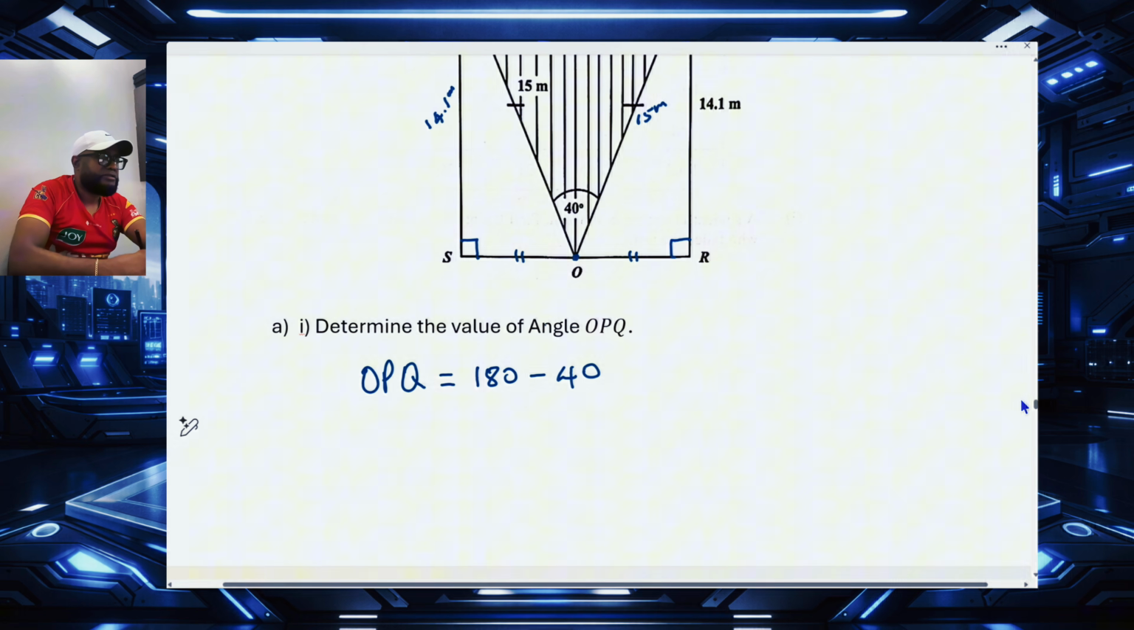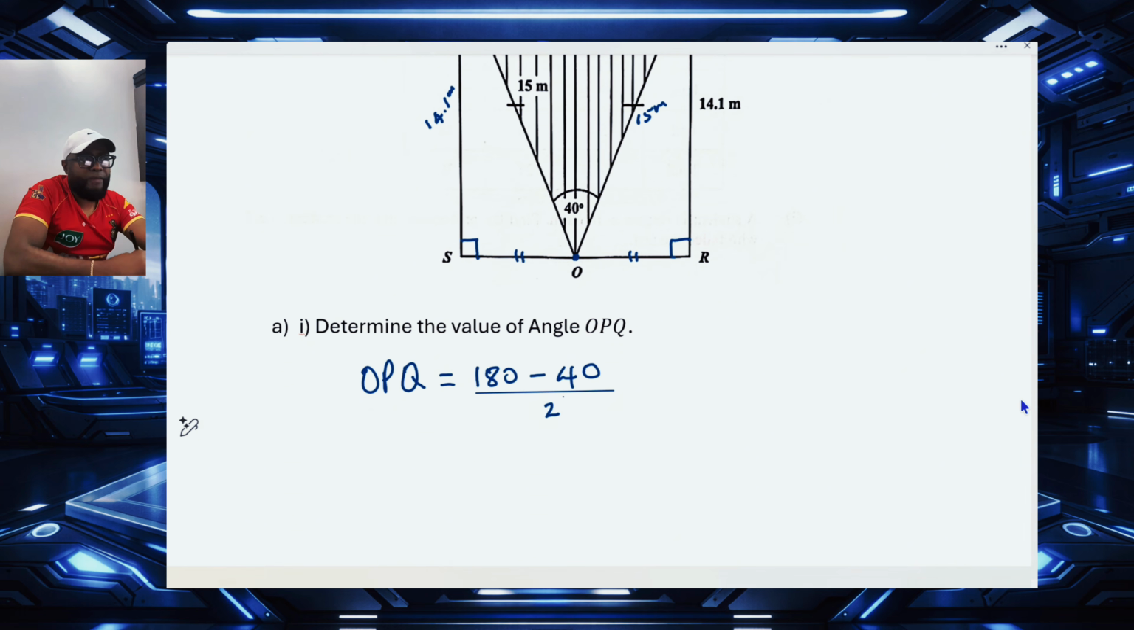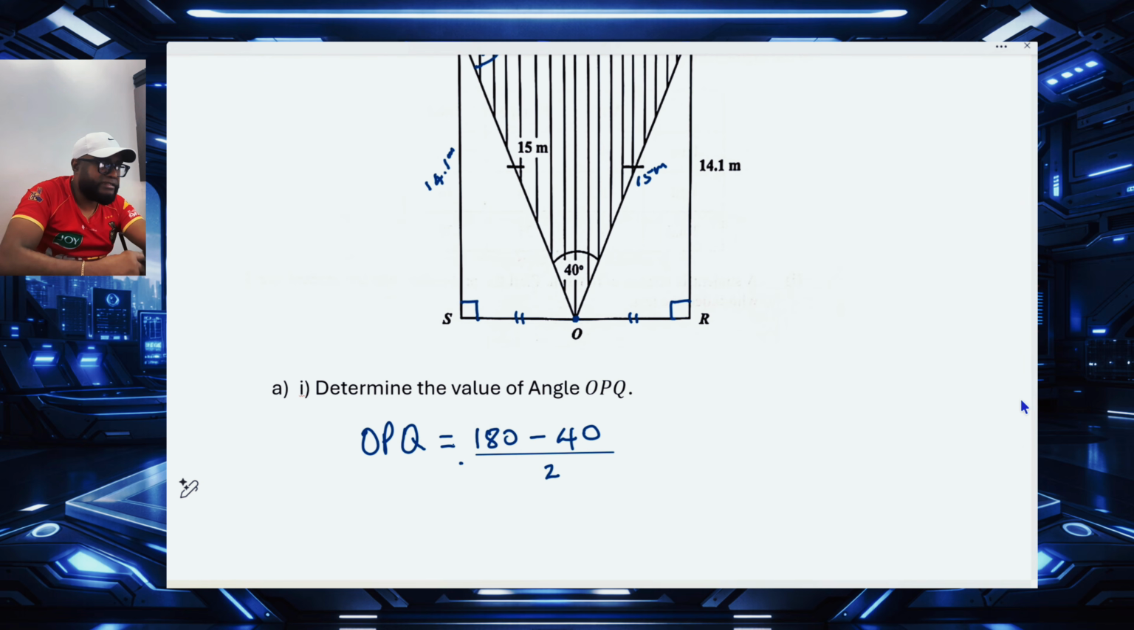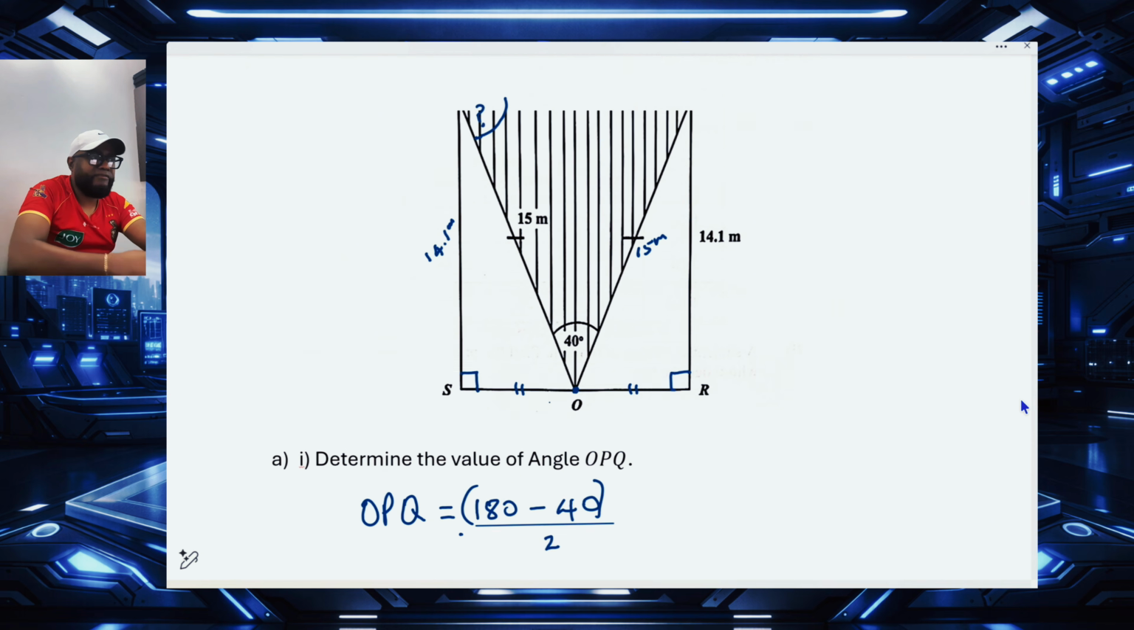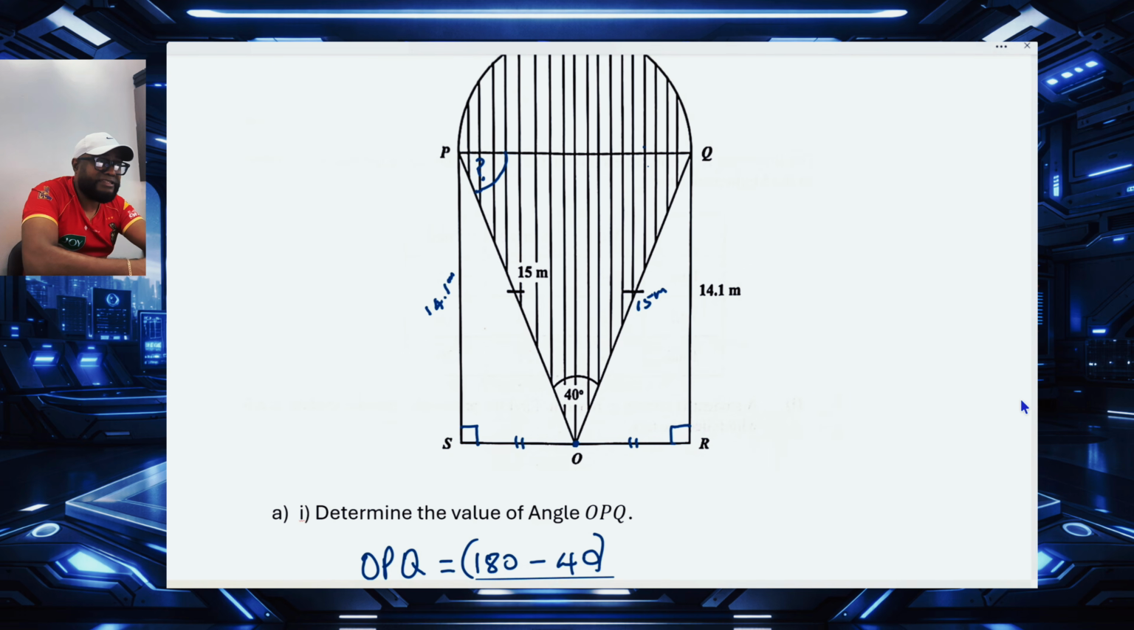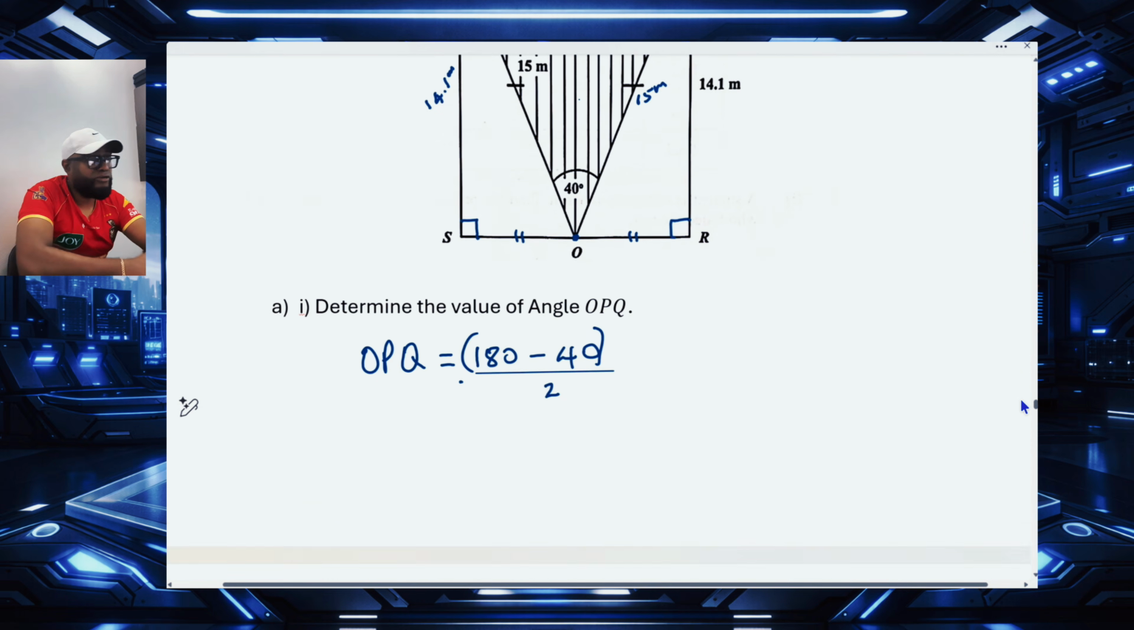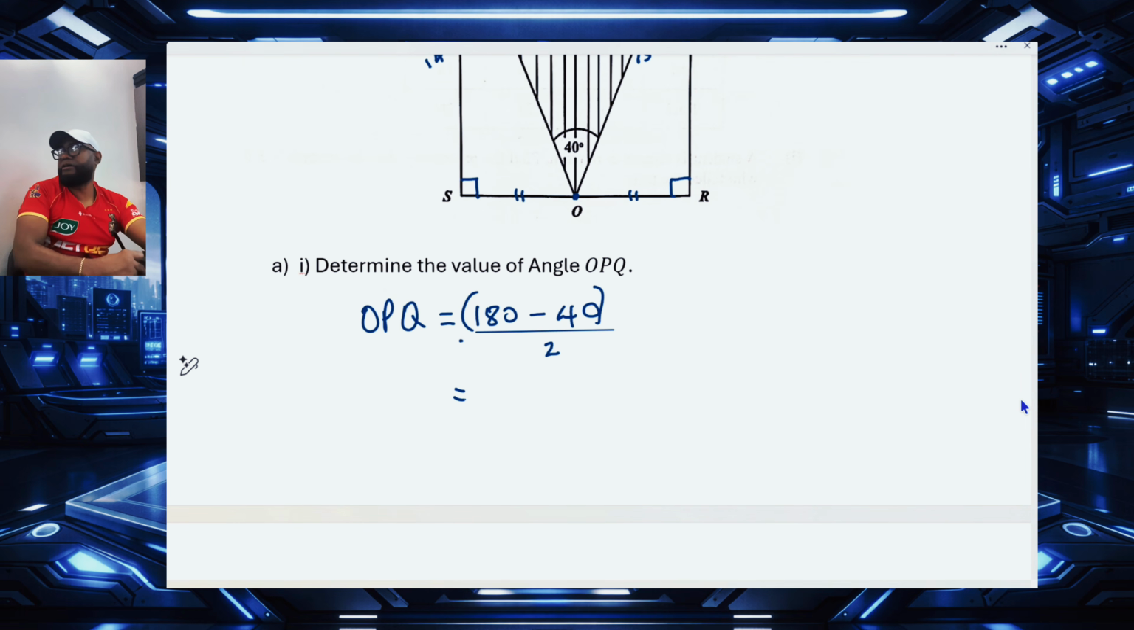So this will be all over 2. Why am I dividing by 2? Because when I subtract these and then divide it by 2, I'll get the size of these two angles here. So what is OPQ? 70.